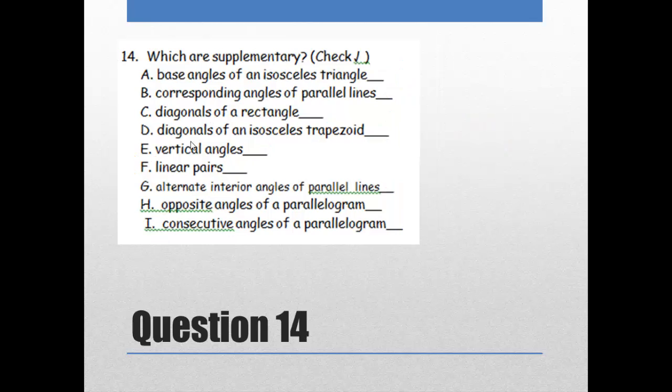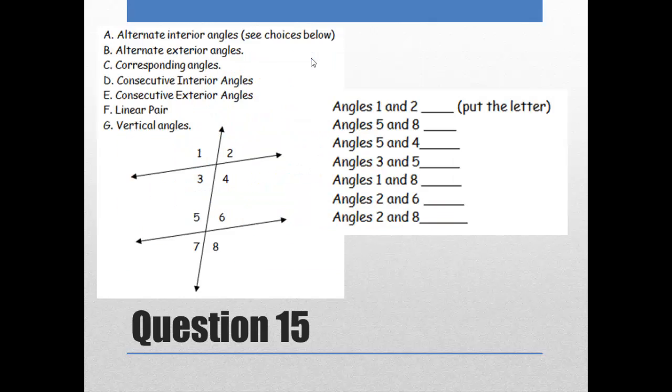Check the ones that are supplementary. So this should be pretty easy. It's the ones that we just went through. So we know F, linear pair, so angle 1 and angle 2 there. And yeah, they would be supplementary. And then the consecutive angles of a parallelogram would also be supplementary. Don't forget, supplementary means equal to 180 degrees.